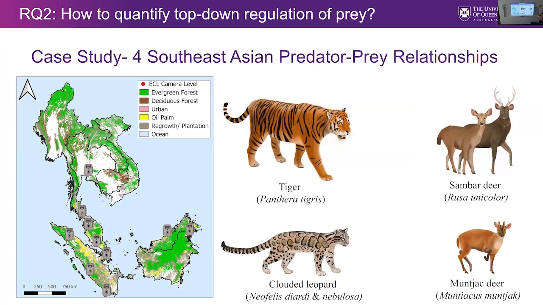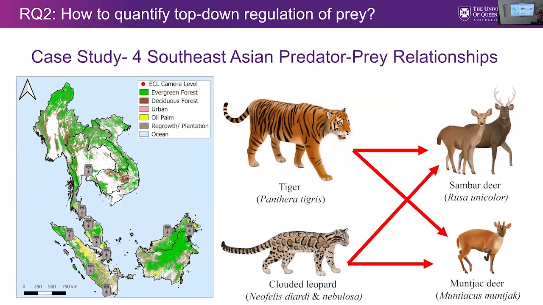As a case study, I looked at the 4 Southeast Asian predator-prey relationships on the screen here, but I chose these species because these are the only large carnivores I even had sufficient detections of to model their abundance patterns.